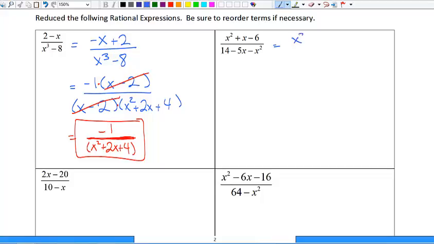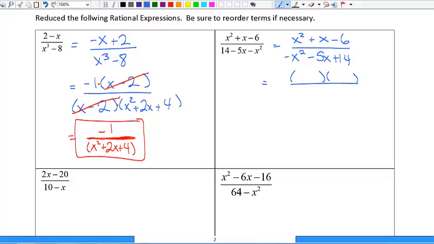We prefer our x squareds in the front, and then our x's, and then our numbers. My exponents want to go in decreasing order. So if I put the denominator in more standard form, that gets me negative x squared in the front, minus 5x, plus 14. Now the first thing I want to do when I factor is factor out a GCF. There is no GCF in the numerator, so I'll come back and factor that in a minute.